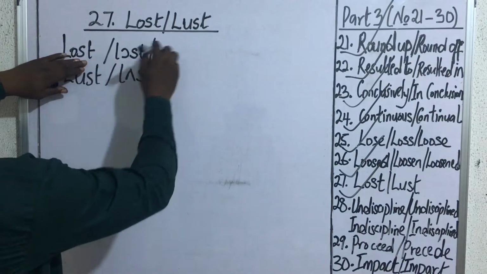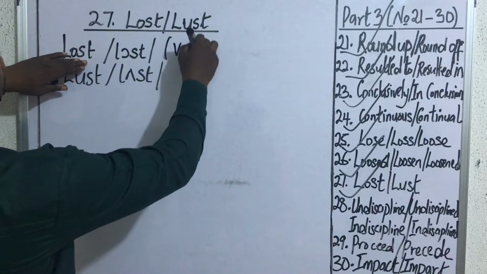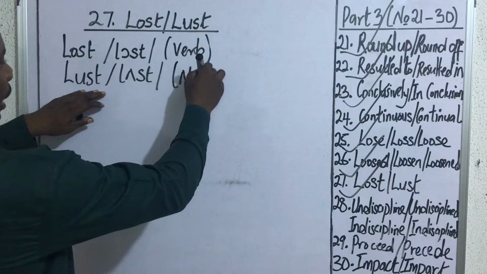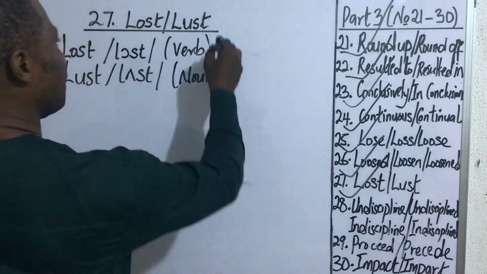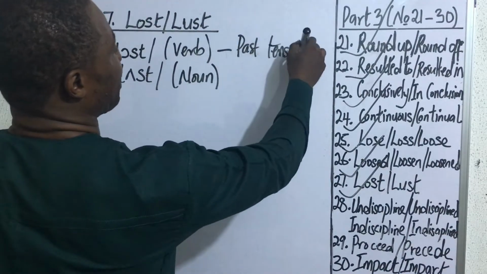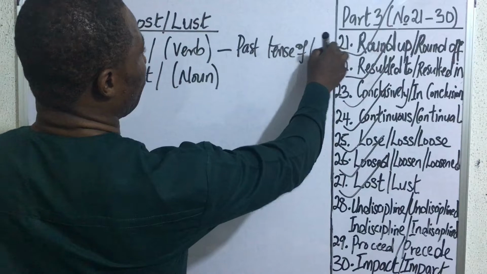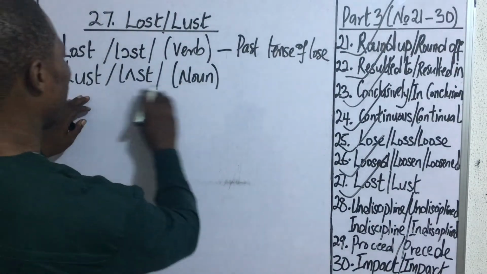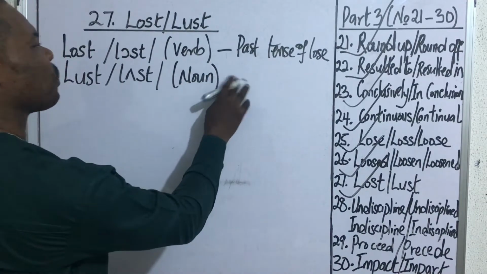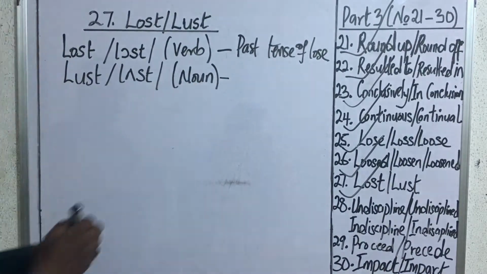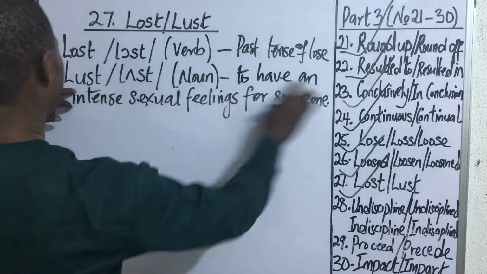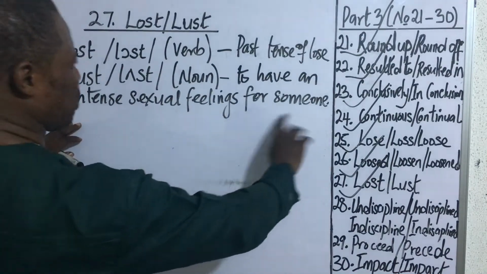We have said a lot about this word and said that this word is a verb, but this very one is a noun. All right, this one is the past tense, like we have already established. Past tense of what? Lose. Then what about lust? To have intense sexual feelings for someone. That is the meaning of lust. So this second word, lust, means to have intense sexual feelings for someone.